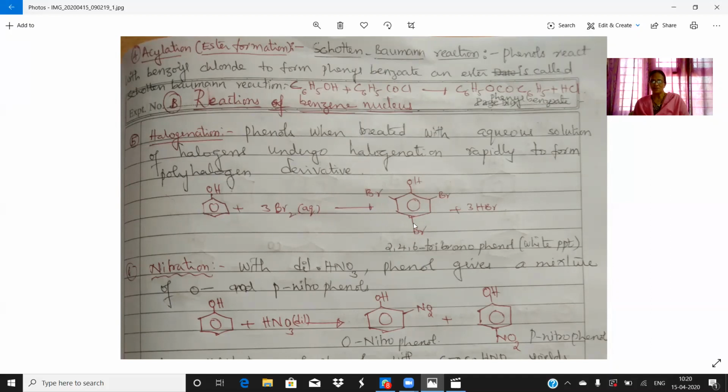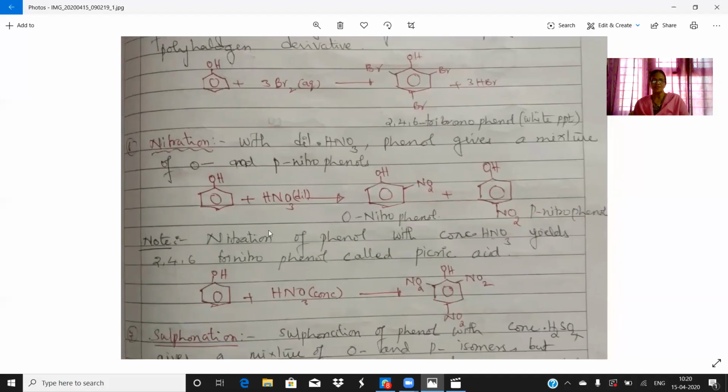This is the second position, fourth position, and sixth position. Bromine groups are attached to the phenyl group. This is known as 2,4,6-tribromophenol, which is obtained as a white precipitate. So this is one of the important chemical properties of phenols, where phenols combine with aqueous bromine to form 2,4,6-tribromophenol as a white precipitate. This is one reaction where the benzene ring is involved. And let us see the next reaction.